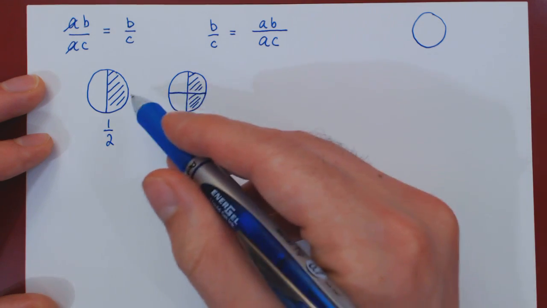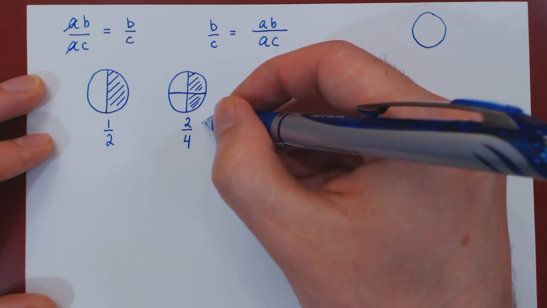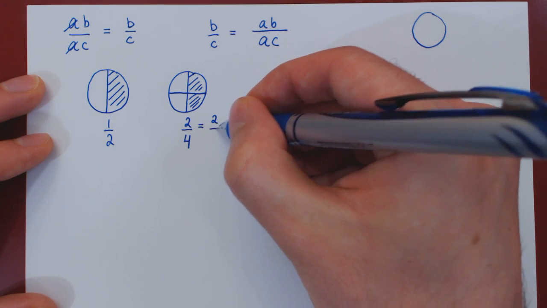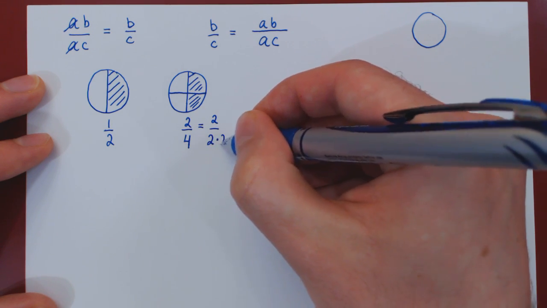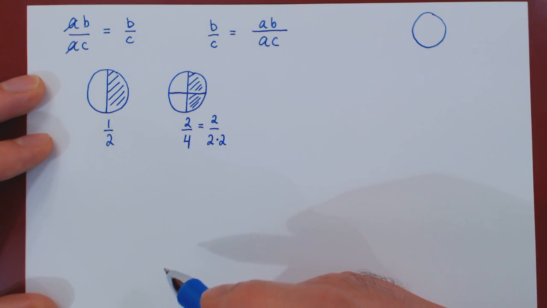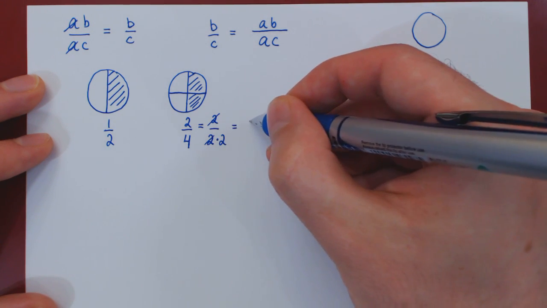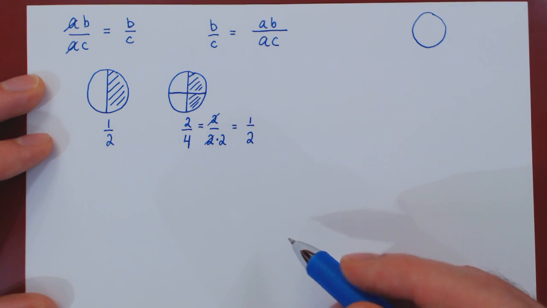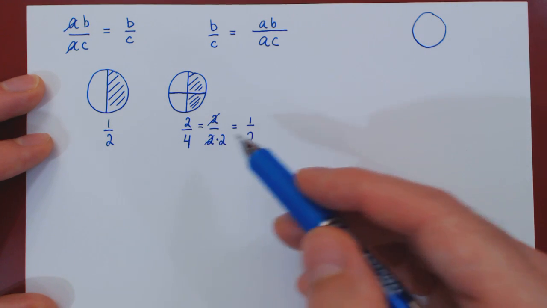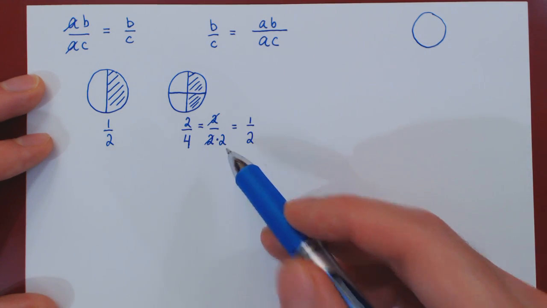And then let's go backwards thinking of this property. If we factor the denominator, 4, as 2 times 2, then we have a common factor of 2 top and bottom, which can be cancelled. So on top we're left with 1, on the bottom we're left with 2. So therefore, 2/4 is the same as 1/2.